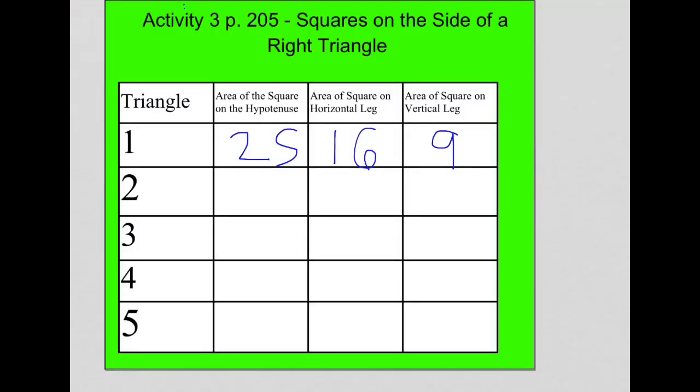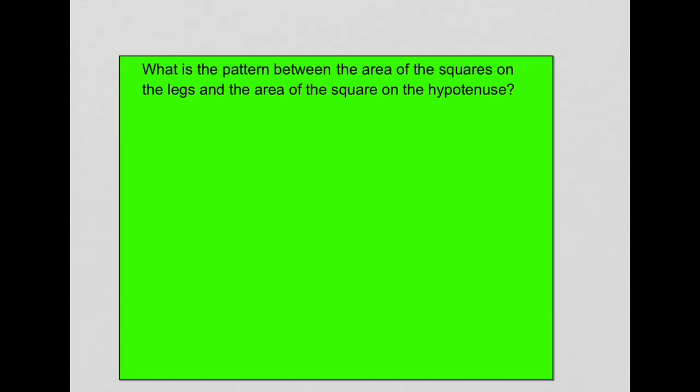But then the big thing is you want to see if you can find a pattern. Okay? I'm going to get you to ask yourself this question. What is the pattern between the area of the squares on the legs and the area of the square on the hypotenuse? I want you to look for that pattern and see if you can figure that out. And if you figure that out, you've discovered one of the most important mathematics things ever.